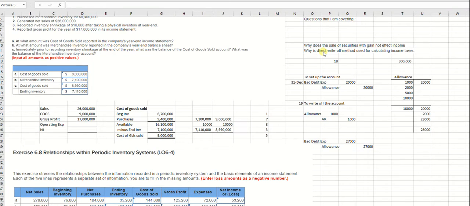And that's what most accountants feel, that the direct write-off method is only used for tax purposes because the IRS, where they can prevent you from guessing, they want to prevent you from guessing.